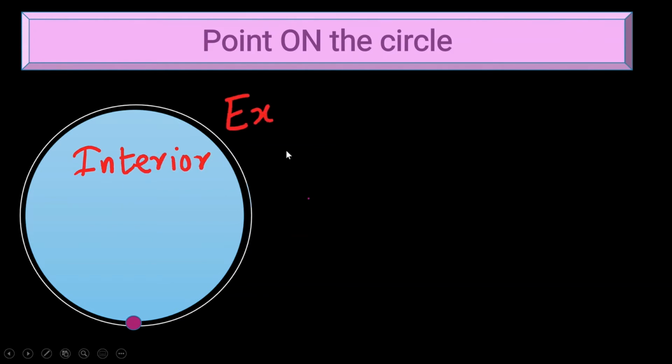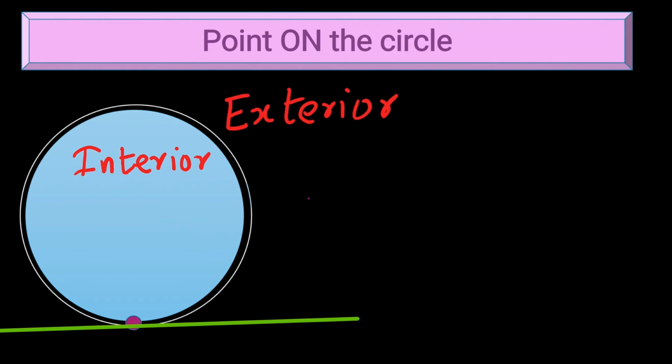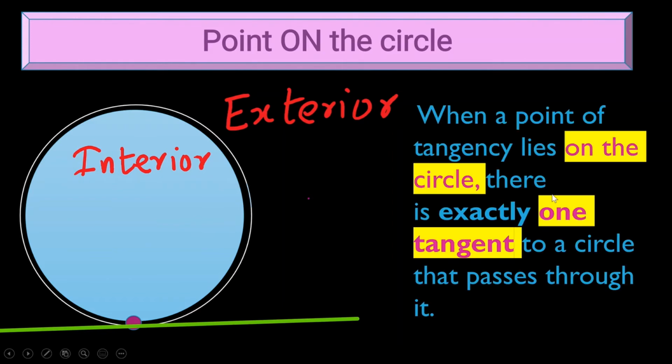So the point, you can see that it is neither on the interior nor on the exterior, it is on the circumference. So we can say that only one tangent can be formed. So this is the point of contact. We say that point of contact between the tangent and the circle.